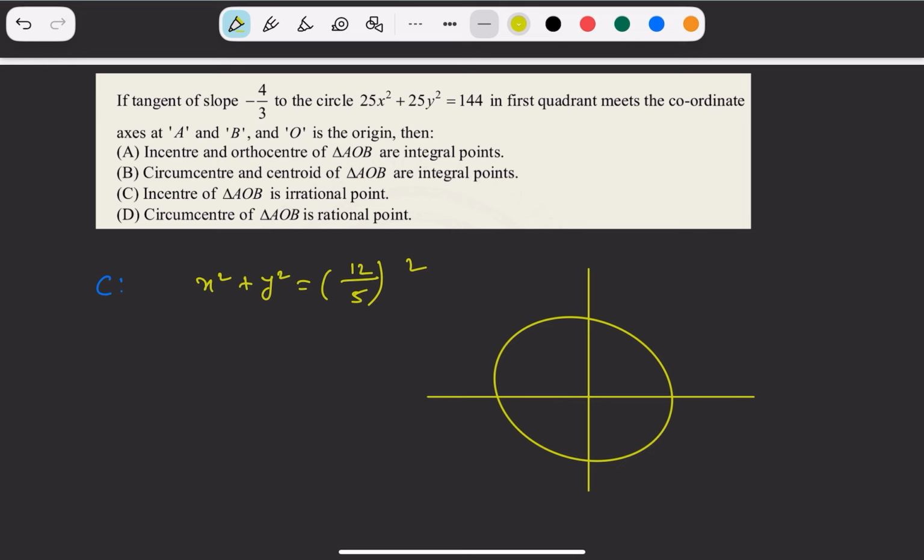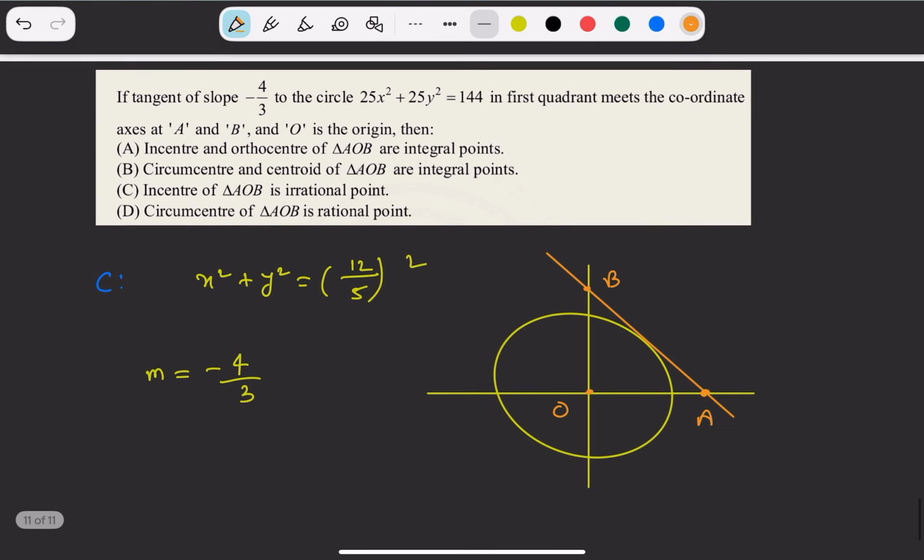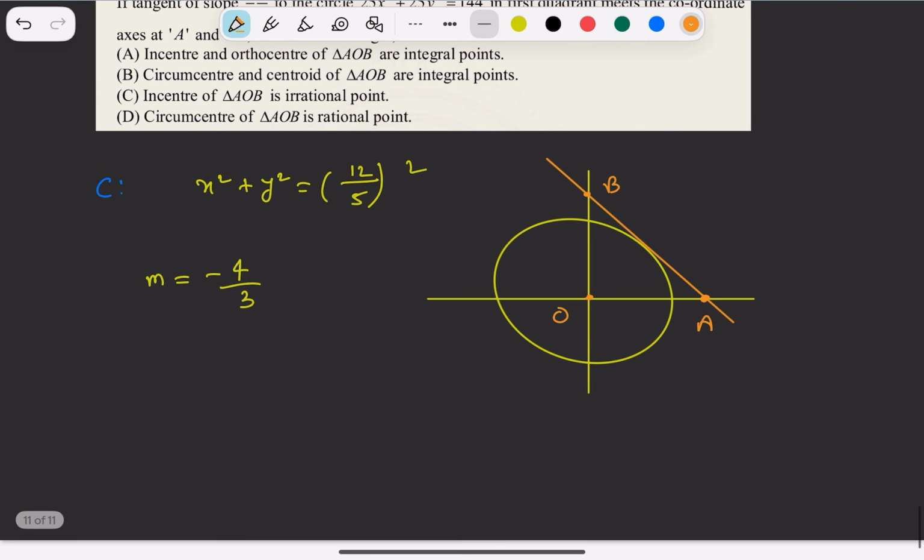Alright. Now, the slope of the tangent is already given. How much slope have we been given? Minus 4 by 3, which is negative. So, what kind of tangent can I expect here? Something like this. This will be the tangent which I can expect here. Now, they are saying this tangent intersects the coordinate axes at points A, B, and this will be the origin. So, I guess we can easily find the equation of this tangent AB.